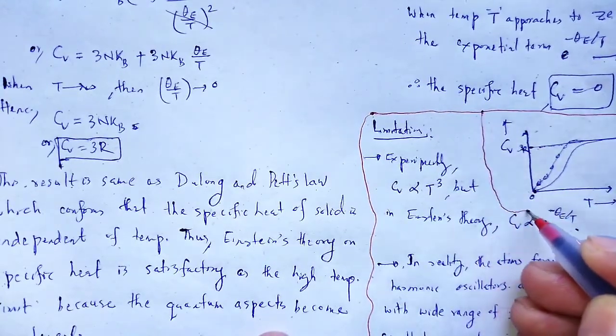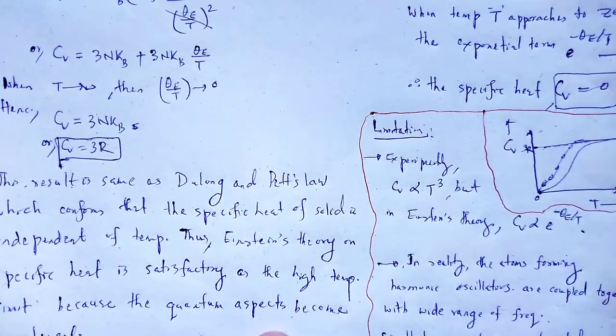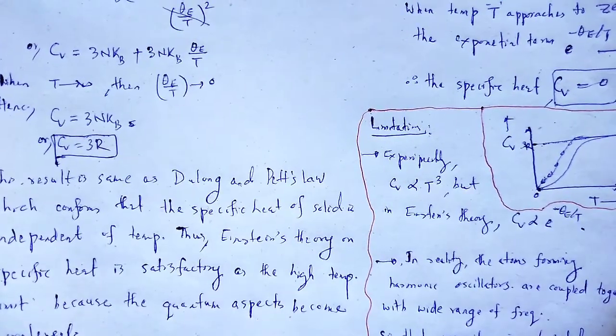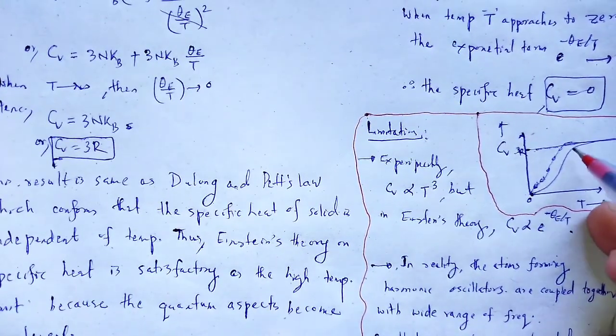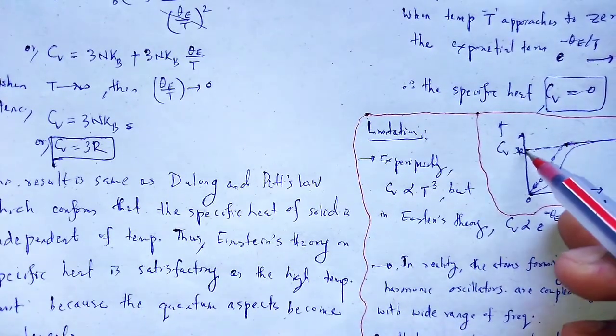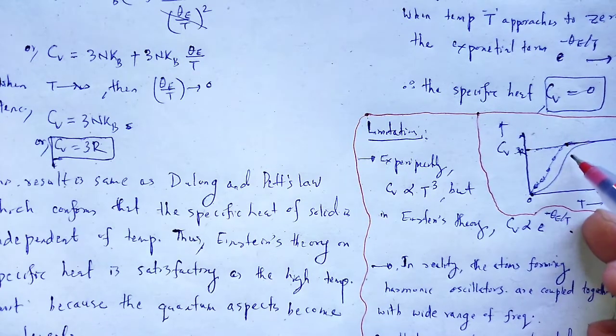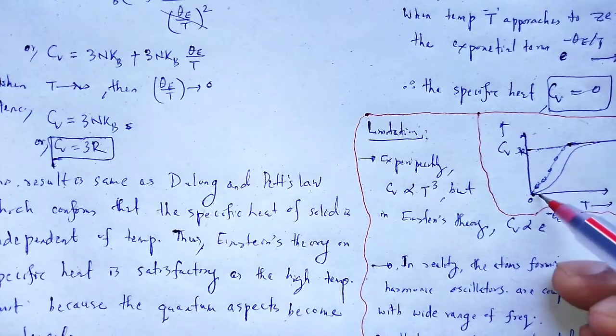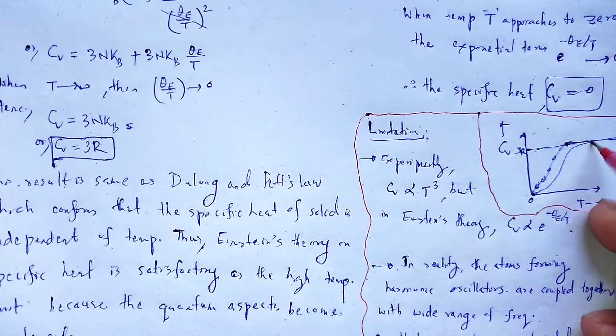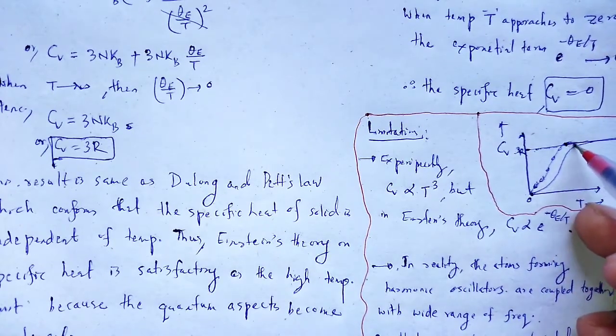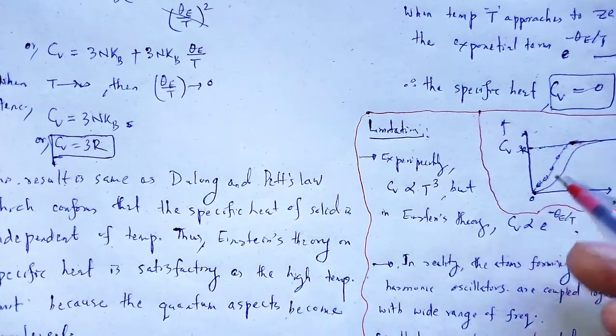These two are the drawbacks of Einstein's theory in specific heats of solid, and that one is a graph that shows how Einstein's theory of specific heats in solid explains in case of diamonds. That is a theoretical value, this one is the experimental value.